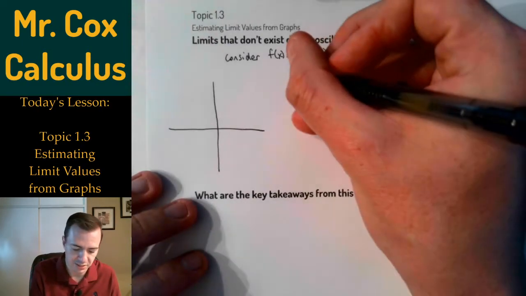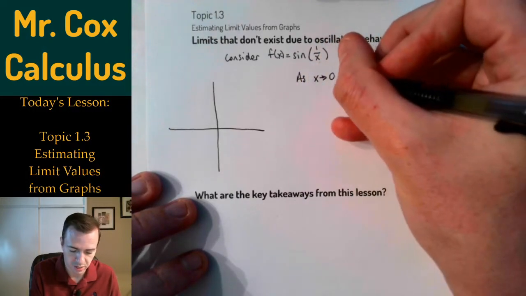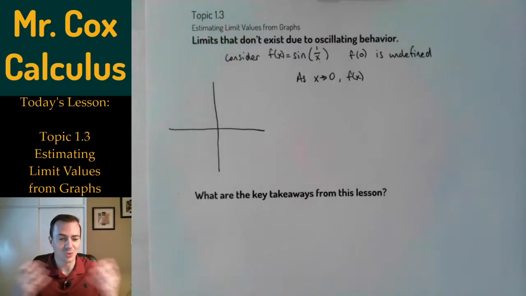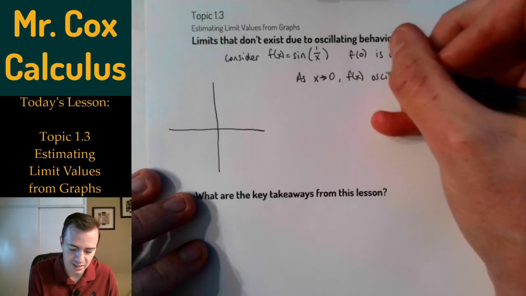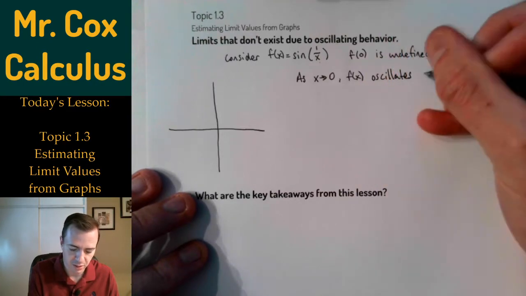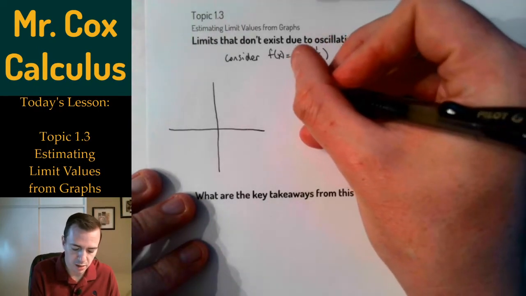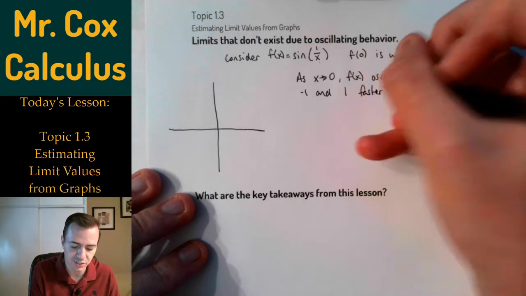And what happens is, as x approaches 0, this function f of x, because the argument inside of sine is growing larger and larger and larger, ends up oscillating between -1 and +1 faster and faster and faster.